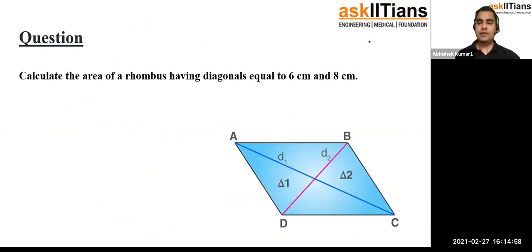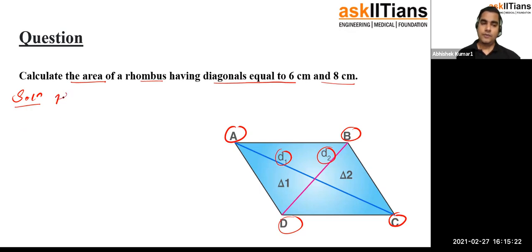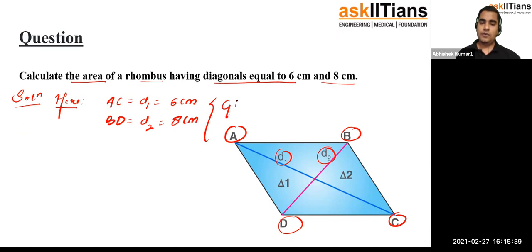So now we have an example based on the topic that we discussed just now. What does it say? You have to calculate the area of a rhombus having diagonals equal to 6 centimeter and 8 centimeter respectively. All right. So here, let's say the rhombus under consideration is ABCD. And the diagonals we have are D1 and D2. Clear? So here we are provided the length of the diagonals. You are provided AC, which is the same as D1, that's equal to 6 centimeter. You are provided BD, which is the same as D2, that's equal to 8 centimeter. These two values we are already provided in the problem.